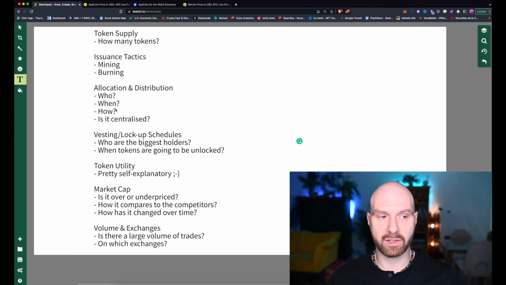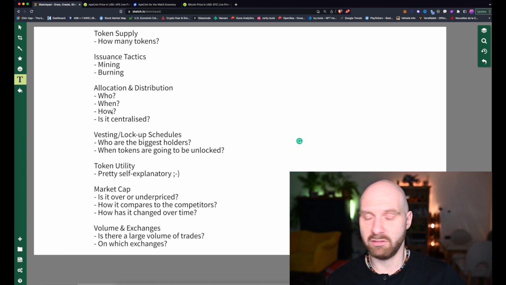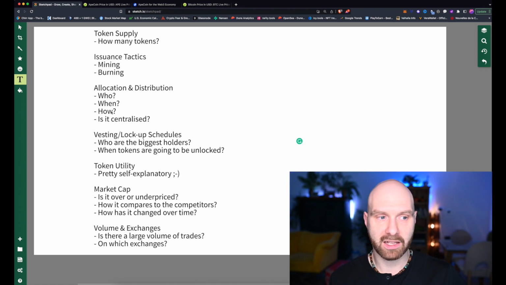And then another important question in this section is how people are going to get those tokens. Are they all distributed, let's say, via an airdrop to holders of a particular NFT? Or can you get them through an IGO or something else? There are many, many mechanisms, and there is no good or bad option here. It's just important to know how exactly those tokens are being distributed, and to whom, and when.